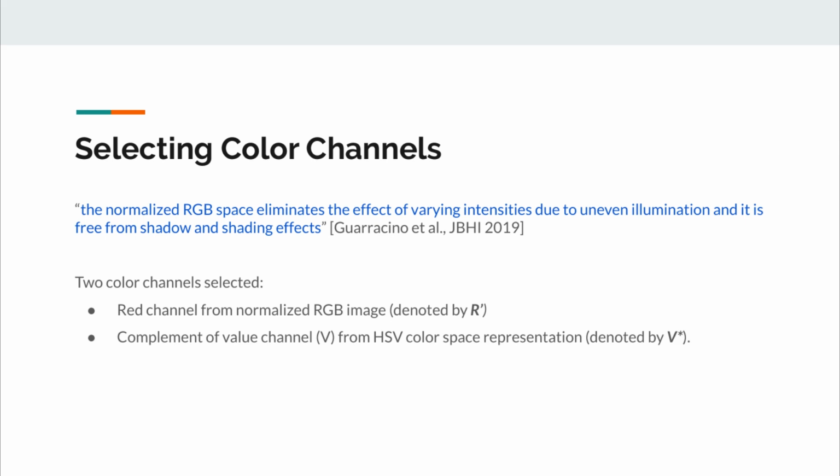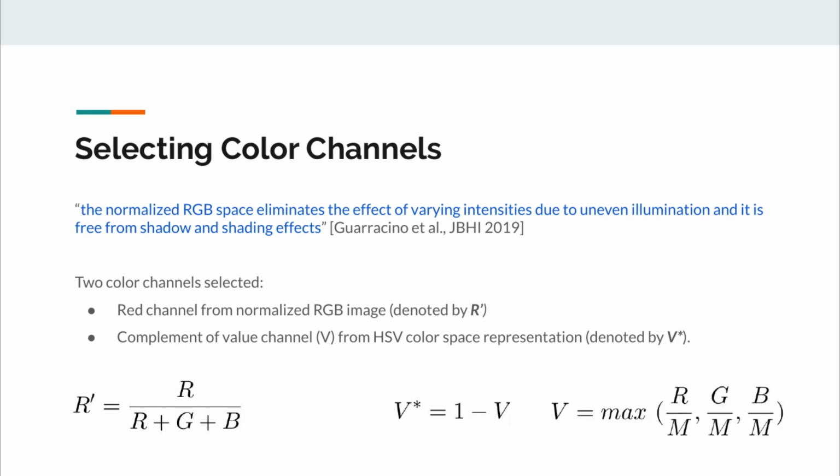The normalized RGB color space has been shown to compensate for uneven illumination as well as shadow and shading effects, and therefore we choose the red channel from the normalized RGB color space representation, denoted by R'. We also choose the complement of the value channel from the HSV color space representation, denoted by V*. They are calculated as here. The V channel can directly be estimated from the RGB color space without obtaining the HSV representation of the entire image.